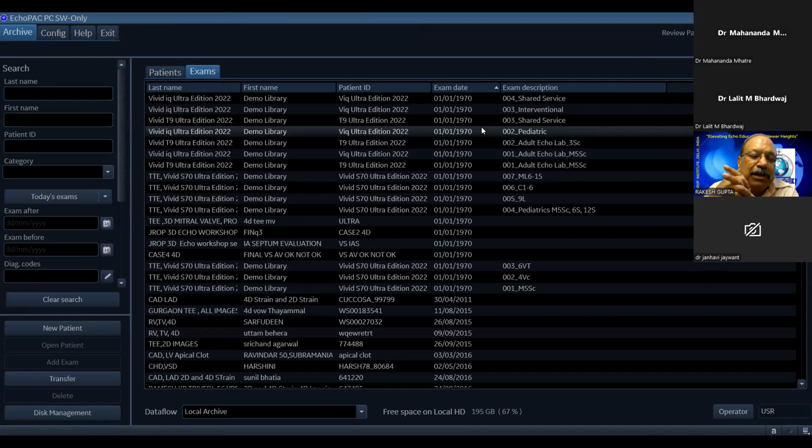Hepatic vein sample volume is not related to diastology. Hepatic vein sample volume is related to the right side. Then the pulmonary vein Doppler spectrum pattern could be related to diastology.